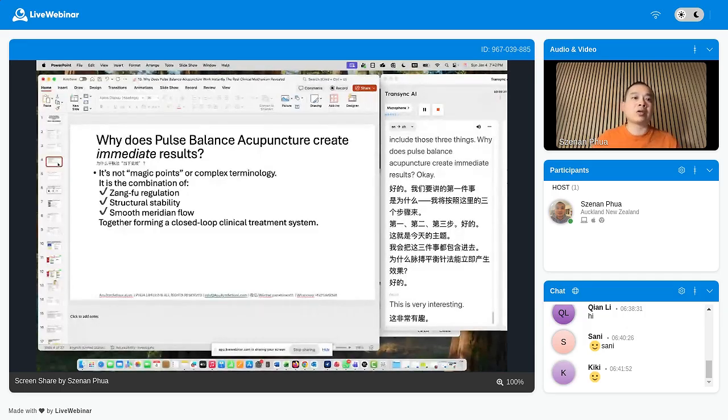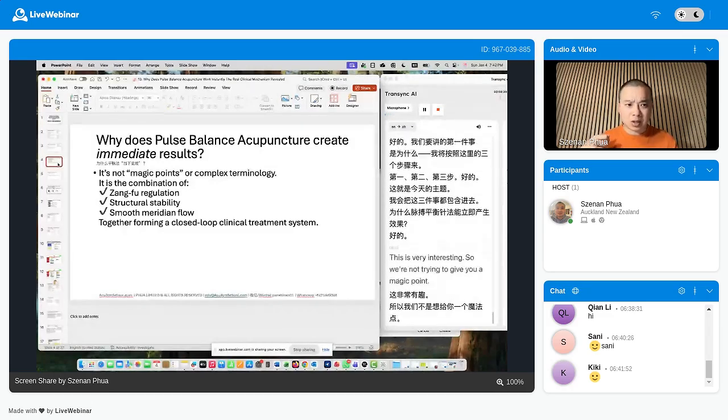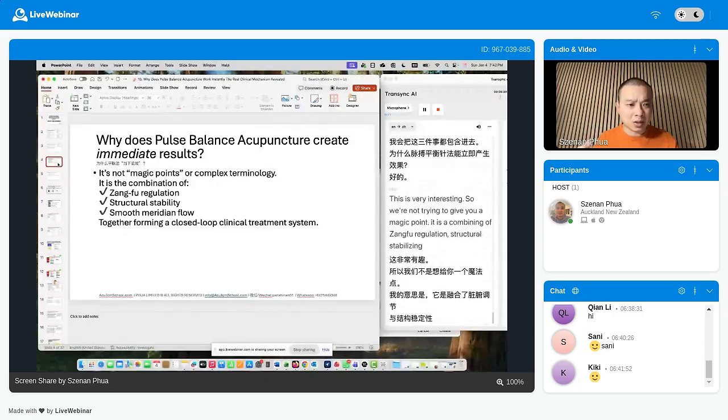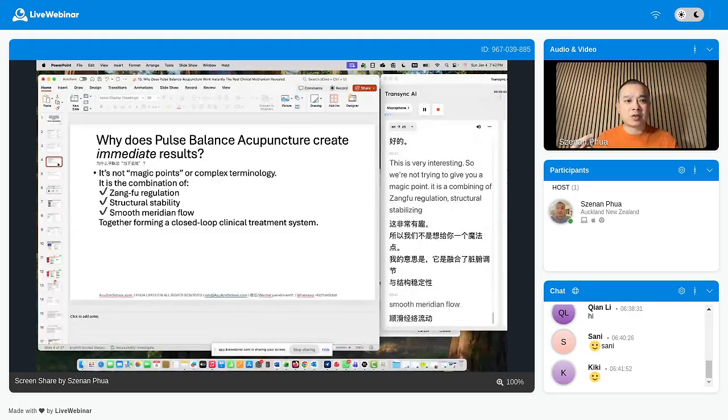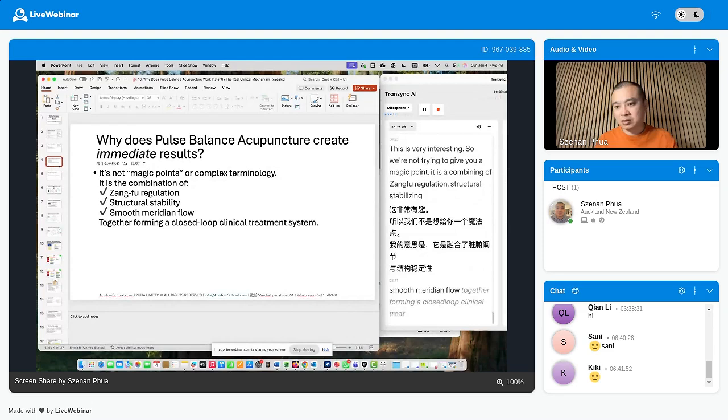So we're not trying to give you magic points. It is a combination of 脏腑 regulation, structural stability, and smooth meridian flow, together forming a closed loop clinical treatment system.